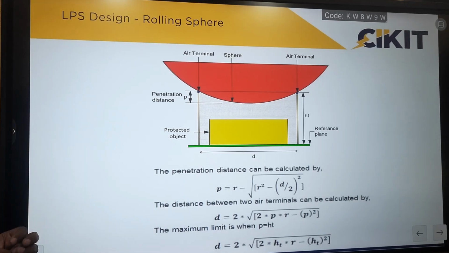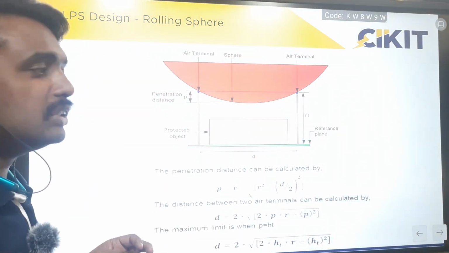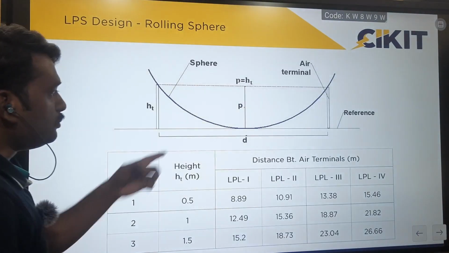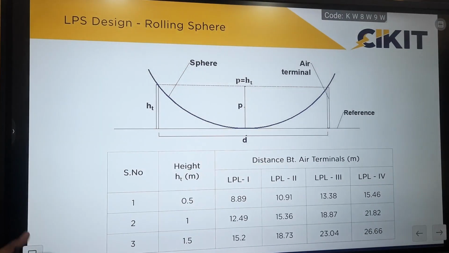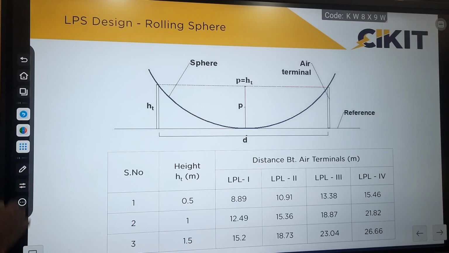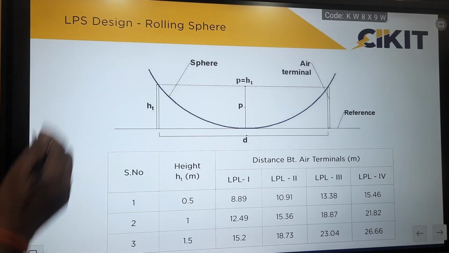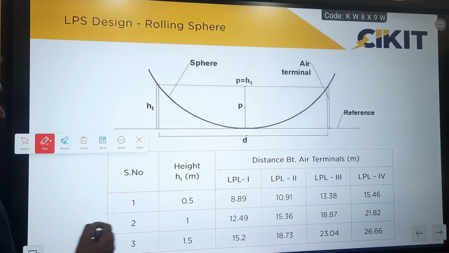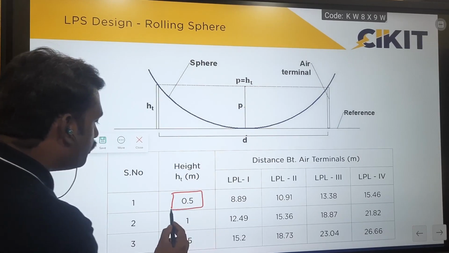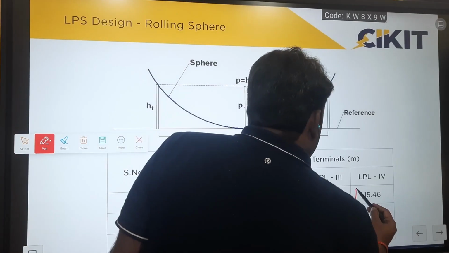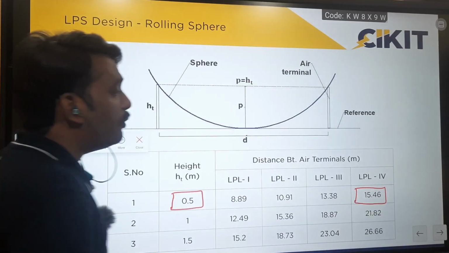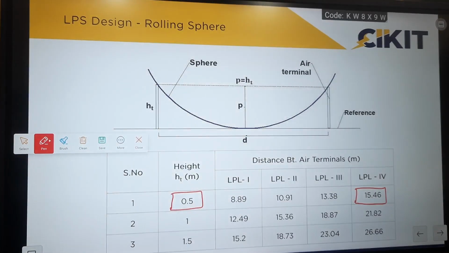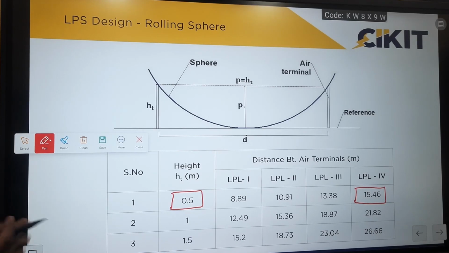So in the rolling sphere method, we won't calculate the radius of protection provided by one air terminal. This is a calculation we did for different heights: 0.5 meter, 1 meter and 1.5 meter. As I mentioned, in NBC they have mentioned a factor called shadow effect for the solar panel, so I cannot increase the height above 0.5 meter. If I consider the height of the air terminal at 0.5 meter, then the maximum distance between the two air terminals can be 15.46, which I cannot increase above 15 meters. It should always be less than 15 meters.